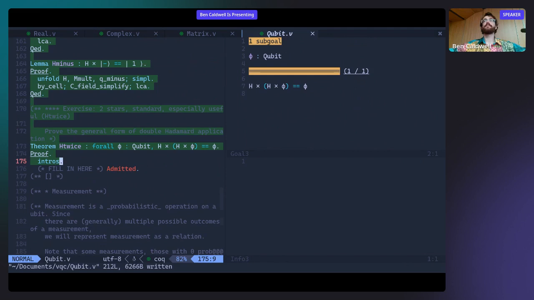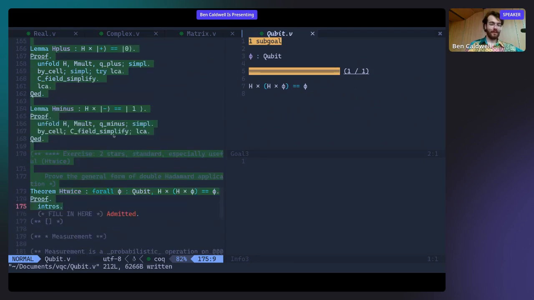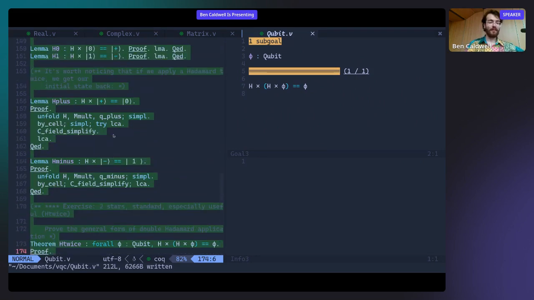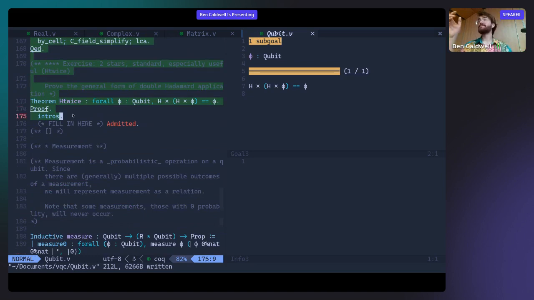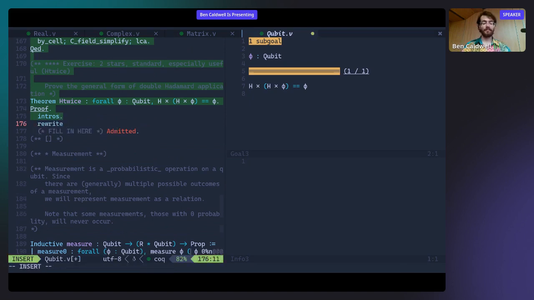Apply the initial lemma twice. Which initial lemma? The definition of H. The definition of H. The problem is we can't compute anything because we don't know what phi looks like, right? But when we're working with linear algebra things, sometimes it's easier to operate on the basis rather than on some arbitrary vectors. So we can do a qubit decomposition.